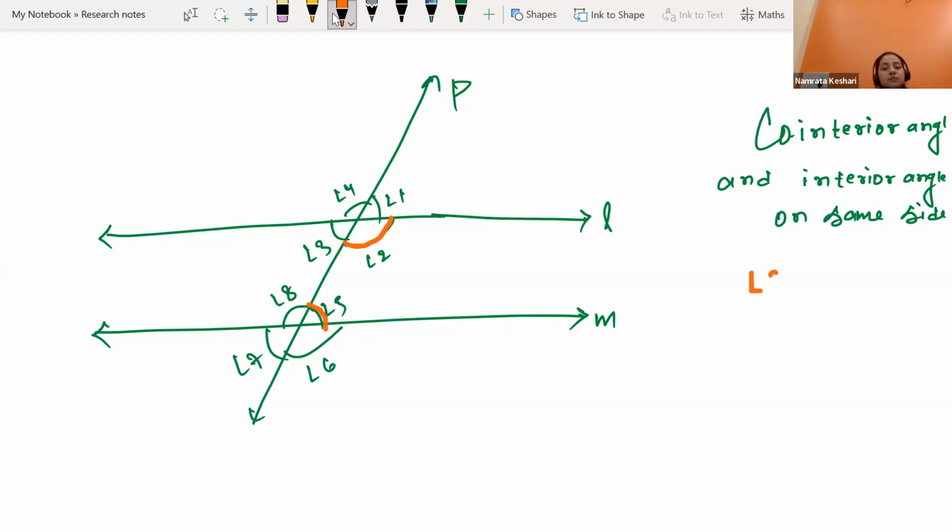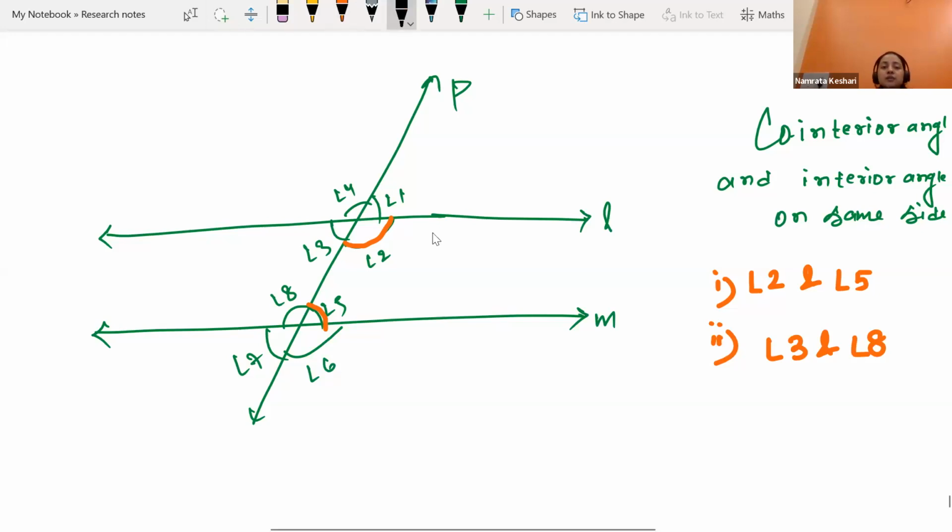Yes, ma'am. You can call it co-interior angle, or you can call it interior angle on the same side. Angle 3 and angle 8, these two are also called either co-interior angles or interior angles on the same side.